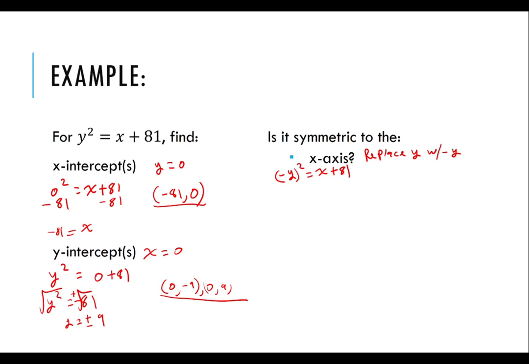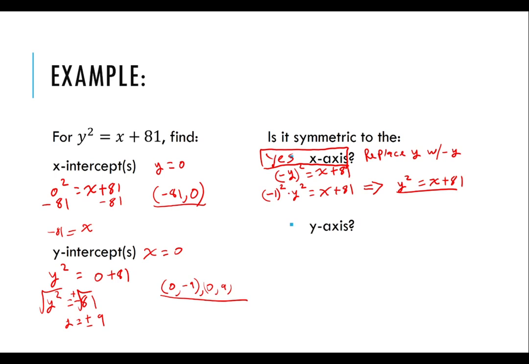-1 times y quantity squared is the same thing as (-1) squared times y squared. And so then (-1) squared gives us +1, and so this ends up being y squared is equal to x plus 81. It looks exactly the same as we started, and so this thing does have x-axis symmetry. So the answer to this one is yes, x-axis symmetry.